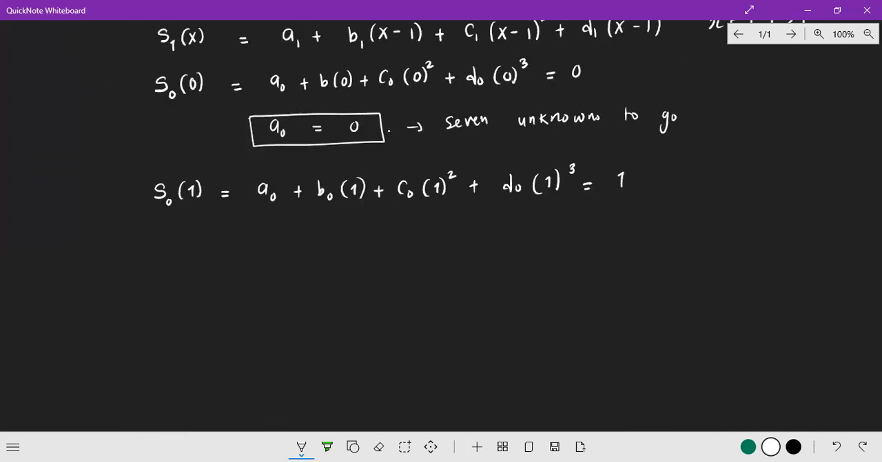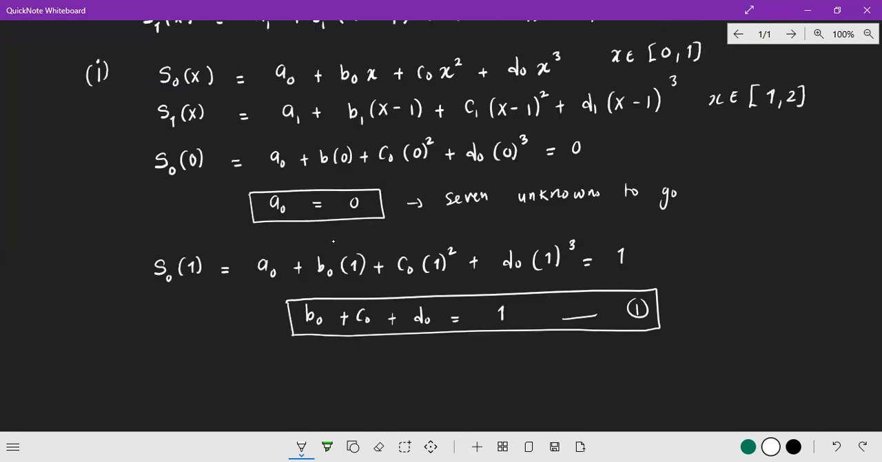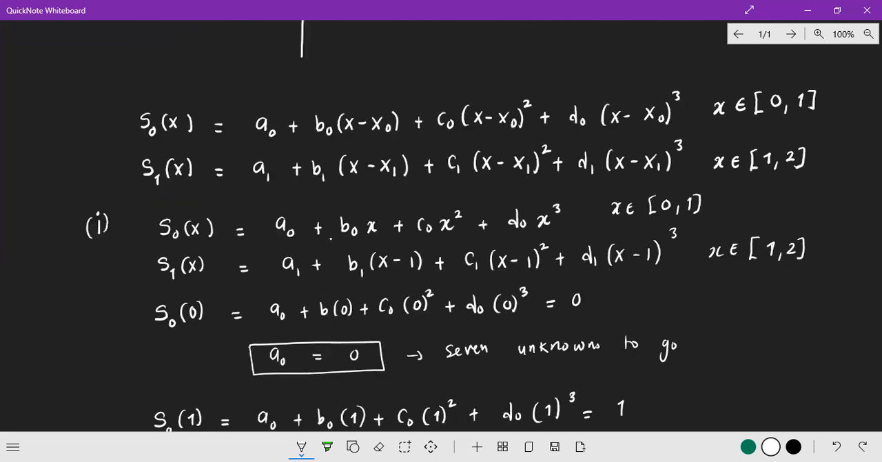Okay. So remember that our A naught is equal to 0. So just have B naught plus C naught plus D naught. And this is equal to 1. So I'll call this my first equation. Okay, so let me just even box it. So this is my first equation. Okay, so about the conditions, the first condition for equation 1 is done.